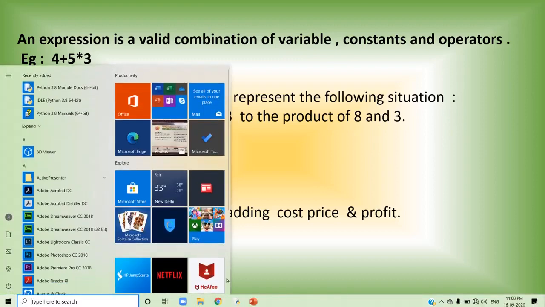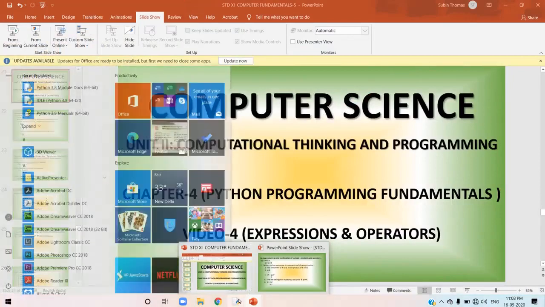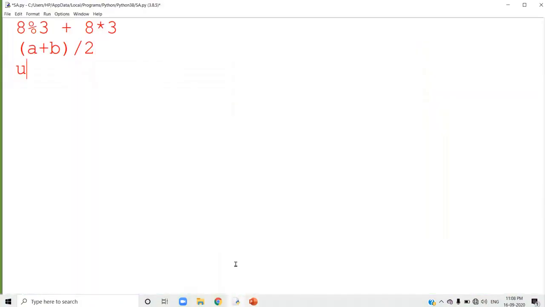One more time I'll explain that. I can write it this way: u into t plus half a t squared. Half a t squared means a t squared divided by 2. So I can write a into t square, and t square can be represented as t into t. So a t square divided by 2. This together one time is the numerator part, and the denominator is 2.